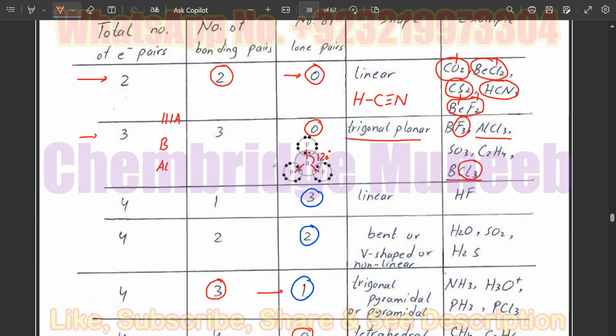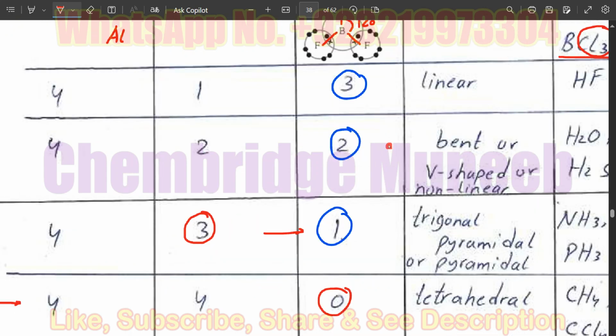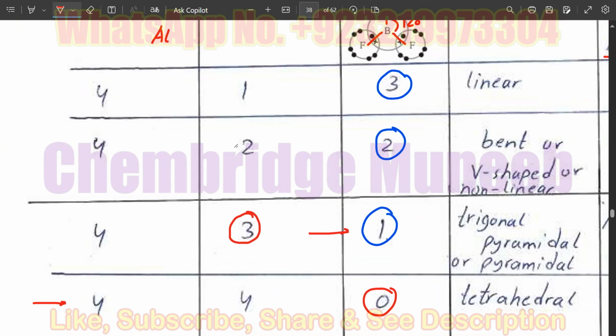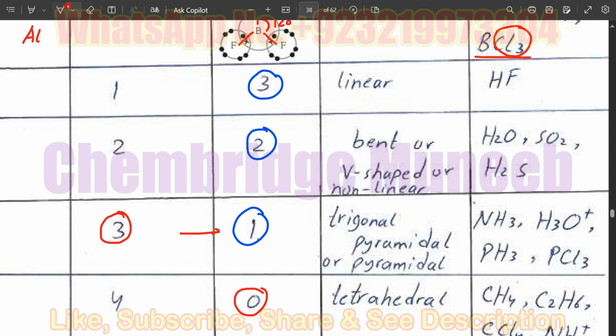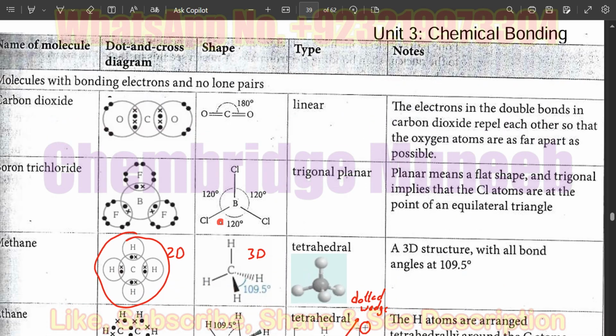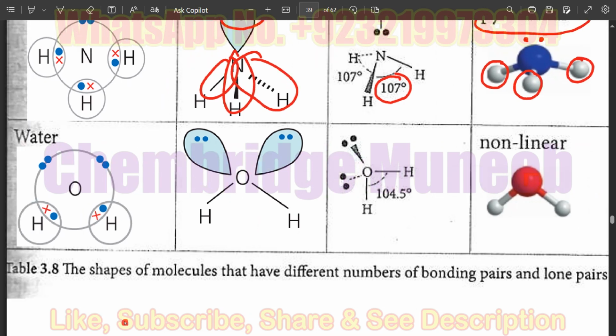Now that's the example in which there was 1 lone pair. Now if we take the other example in which there are 2 lone pairs and 2 bond pairs, the shape of such a molecule is called non-linear, bent, or V-shaped. All of these are the names of such a molecule: bent, V-shaped, or non-linear. And the example included is the water molecule. In a water molecule, there are 2 lone pairs and 2 bonding pairs.